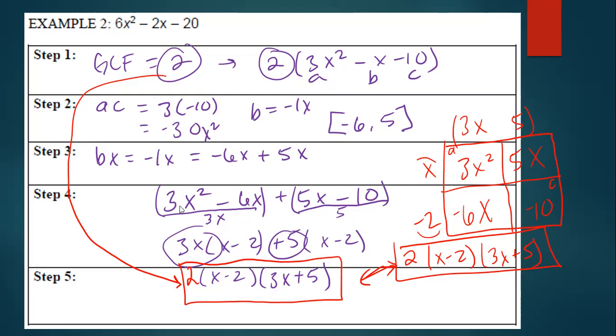Same thing took place here. We found the GCF, then we found our common binomial, then we wrote what we were left with, okay?